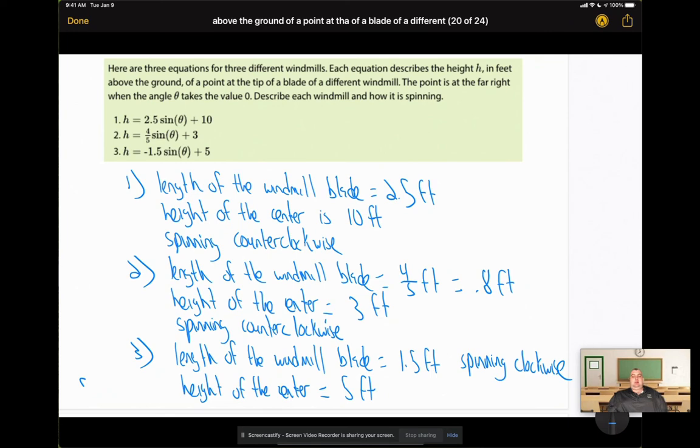So all we were doing is, based on our equation, using the amplitude to figure out the length of the windmill blade. We also used the amplitude to determine what direction it was spinning, counterclockwise or clockwise. And then we used our midline. So these were our 3 midlines to determine the heights of the center of the windmill. And that is it for this lesson.